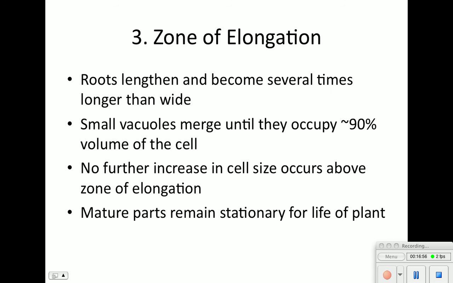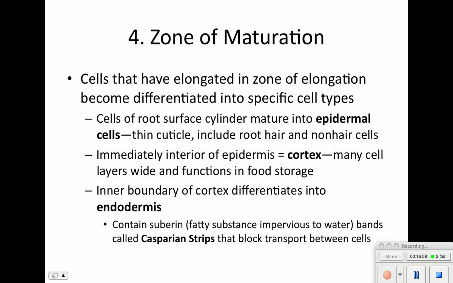And then finally we have that maturity zone, where they're either going to mature into epidermal cells like thin cuticle, or maybe they're going to differentiate into the cortex, or maybe some kind of endodermis cell. So it's going to differentiate into the different cell types.